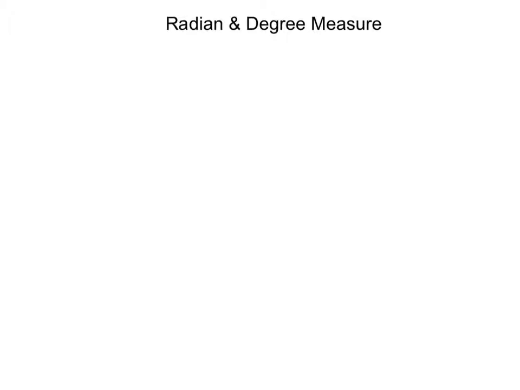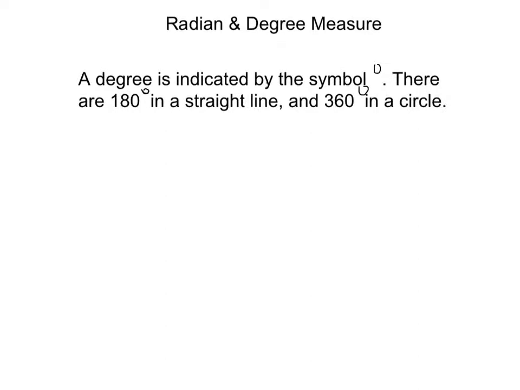It simply measures the opening, and we know that in a straight line there are 180 degrees, and in a circle there are 360 degrees. So an angle is usually indicated with that symbol, that looks like a small zero. And we know, as I said, that there are 180 degrees in a straight line and 360 degrees in a circle. But what, pray tell, do we mean when we talk about a radian?